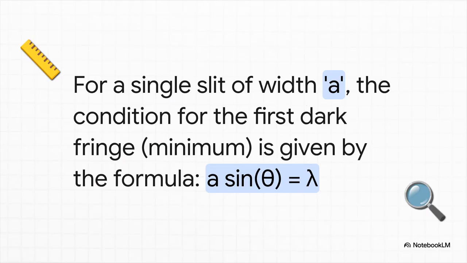This formula is your key to understanding diffraction. But here's the interesting part. This formula actually tells you where the dark fringes are, the minimums. And by finding where that first dark fringe is, we can figure out the width of that big, bright central maximum, which is the defining feature of a single slit diffraction pattern.